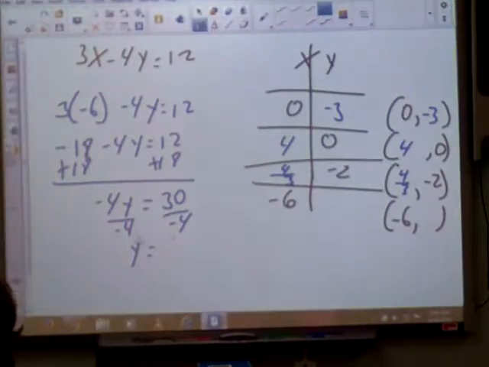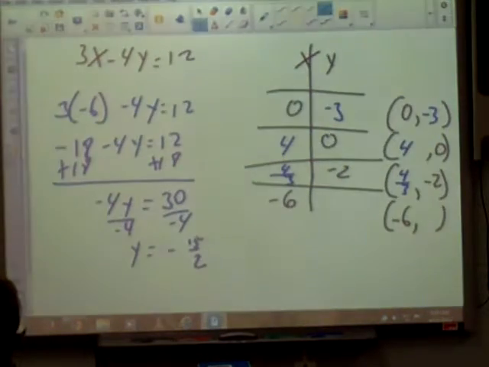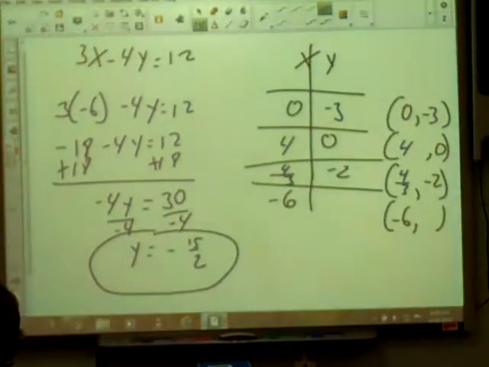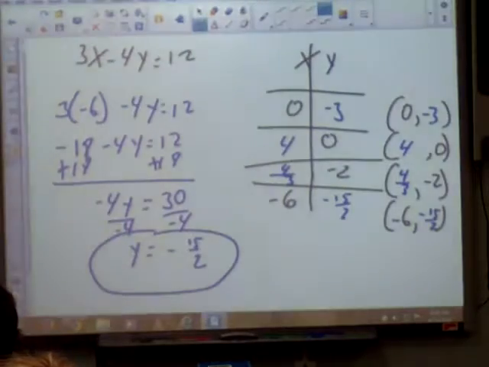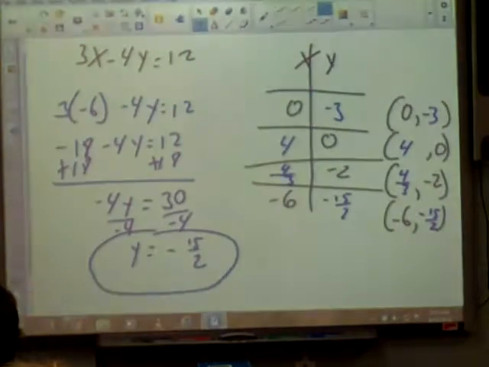Let's see, that would be 30 over 4. Take a 2 out, -15 halves, or -7 1/2 if you want a mixed number. Alright, everybody remember how to do all that? Easy stuff.